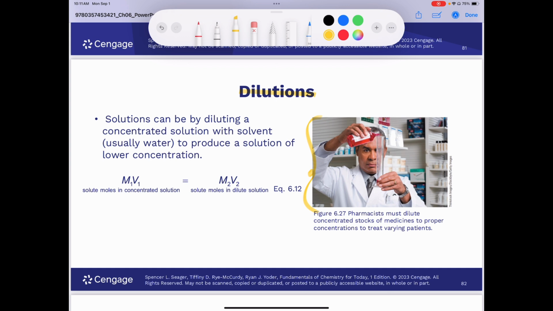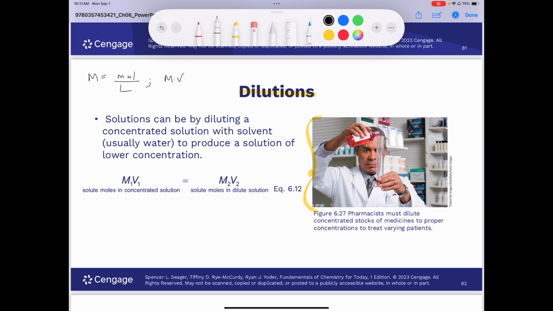And so if we think about what molarity is, right, molarity, big M, is equal to moles per liter. So if we take molarity times volume, what does that give us?